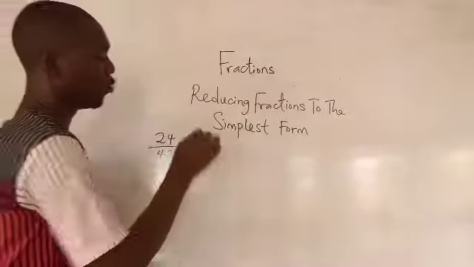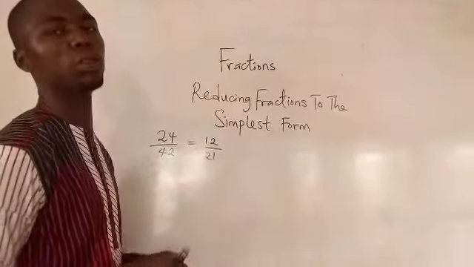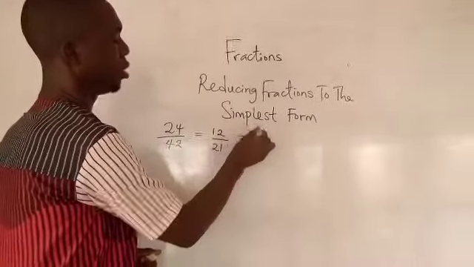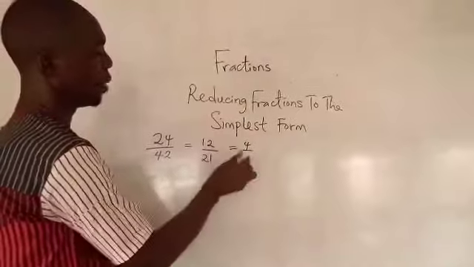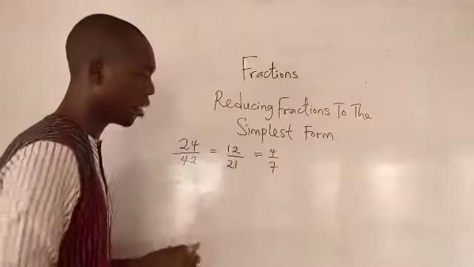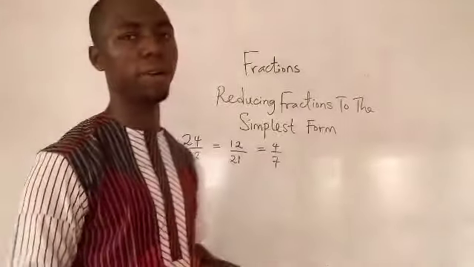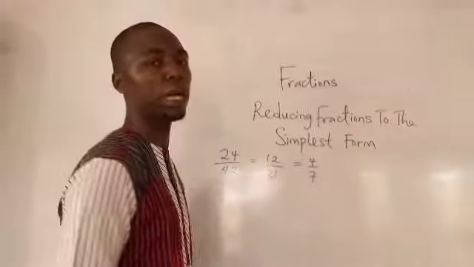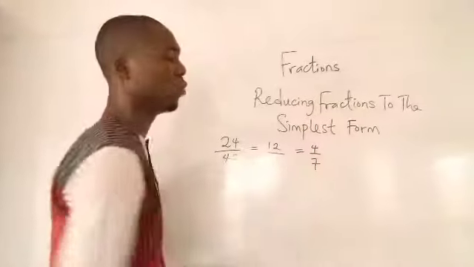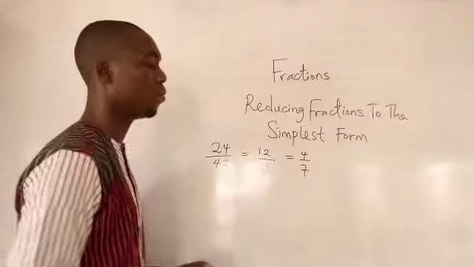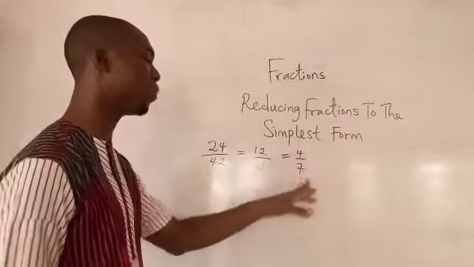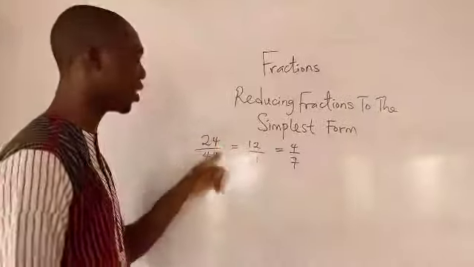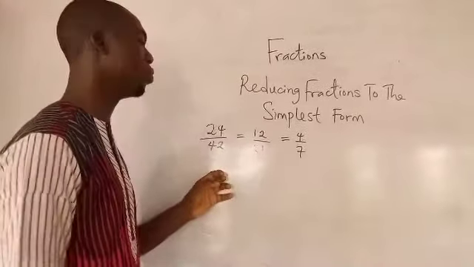Again, 12 and 21, something is still common, which is 3. 12 divided by 3 is 4. 21 divided by 3 is 7. Now 4 and 7 do not have anything in common because 7 is a prime number. So 4 and 7 don't have any common factor. So that means this is the simplest form of this fraction. So 4 over 7 is the same thing as 24 over 42.